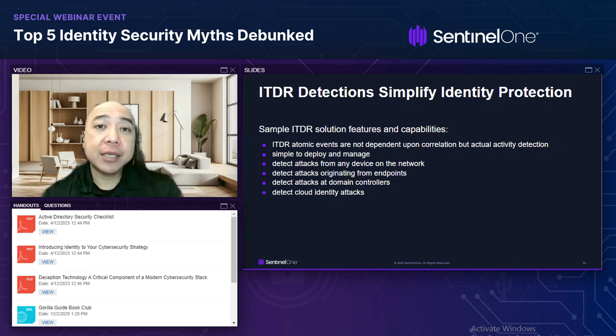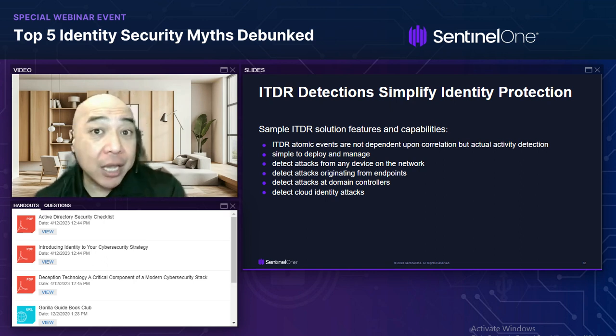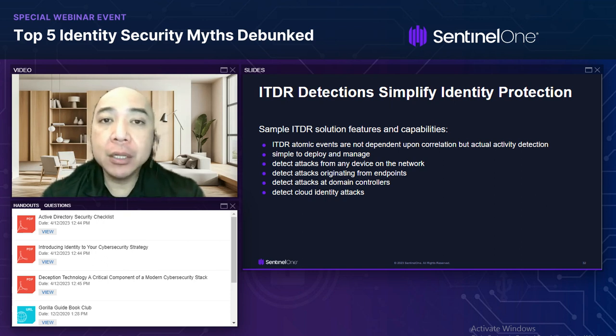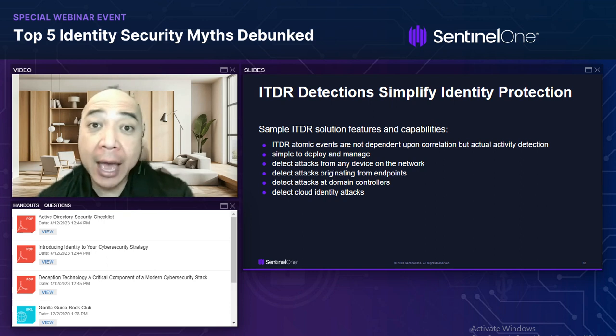The next part is ITDR. This is supposed to make detection simple, right? It's supposed to help with identity protection because ITDR atomic events are not dependent on correlation, but actual detection, right? You should be looking at the activity, specifically targeted activities, right? The reason why some EDR fails to detect some identity-based attacks is because they've got to correlate a bunch of different data and they don't have the rule set, or they haven't been configured to look at certain events in sequence as an identity attack.